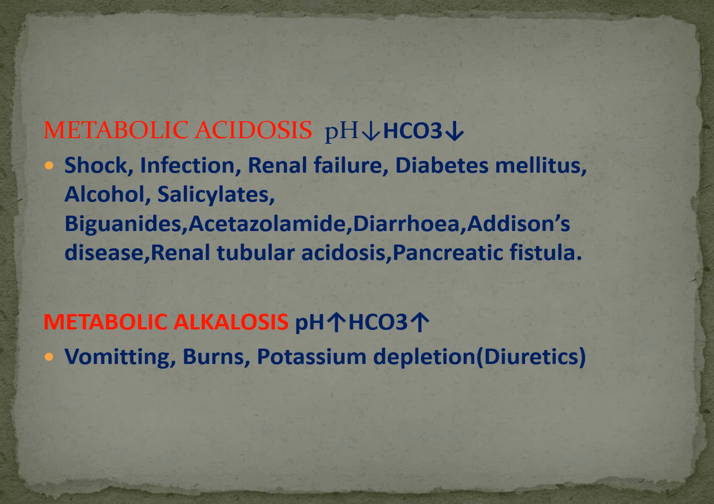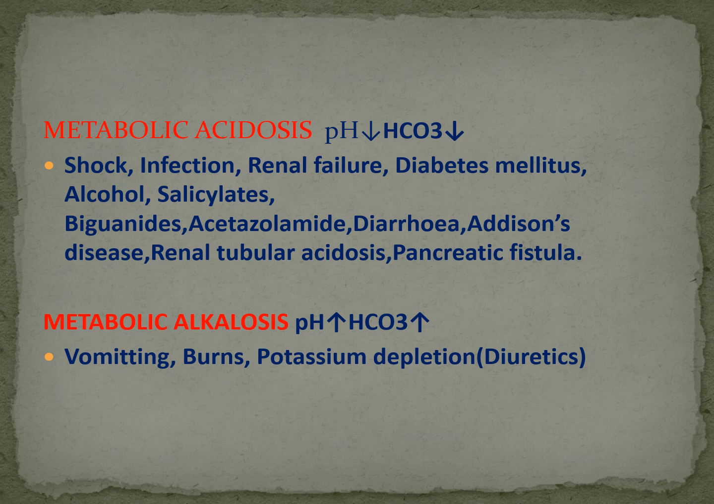So what is metabolic acidosis? The pH is less and the bicarbonate becomes less in the blood. That is due to shock, infection, renal failure, or diabetes, alcohol, and salicylate drugs, as well as diarrhea, Addison's disease, renal tubular problems and the like. Those are the reasons that will lead to metabolic acidosis.